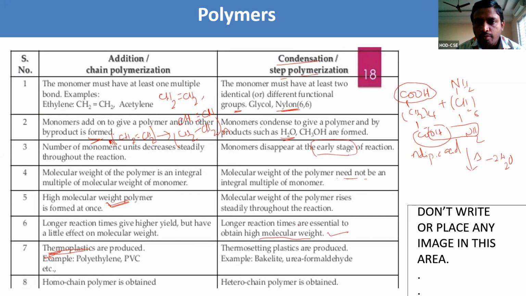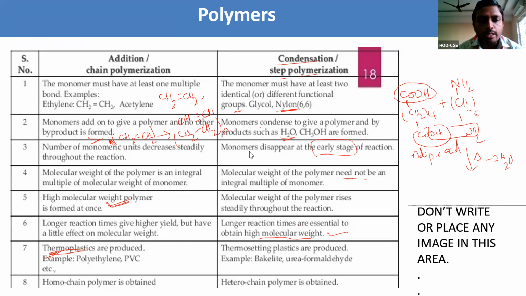And in condensation, we have two or more identical functional groups. For example, adipic acid has two COOH groups present, which are identical functional groups. In addition polymerization the monomers add on to give the polymer and no other byproducts are formed. But in condensation polymerization, byproducts like H2O, methyl alcohol, etc. are produced.